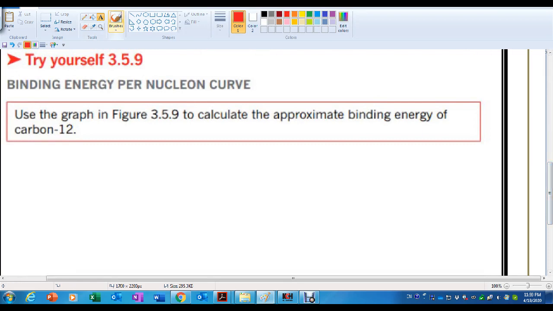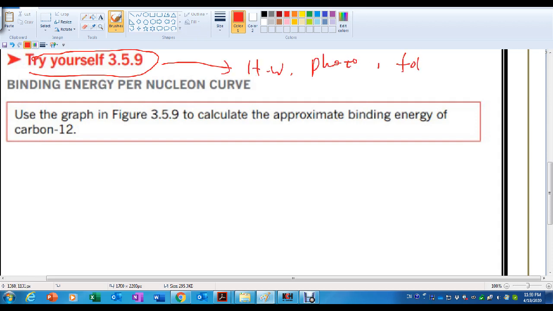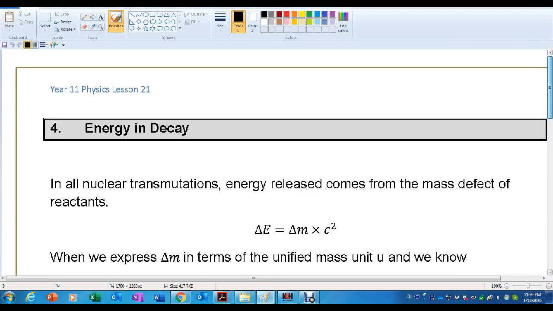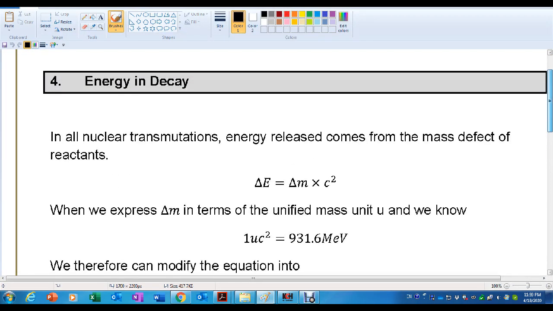Again, your turn. Okay, this one. Homework. Photo. Folder. Thanks. Too easy. 12, 13. Okay, so the rest of the notes are quite similar.